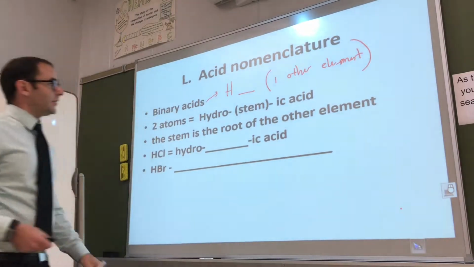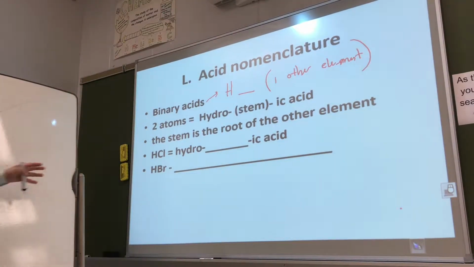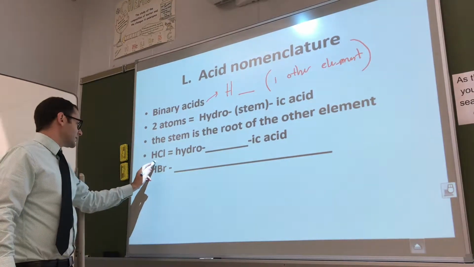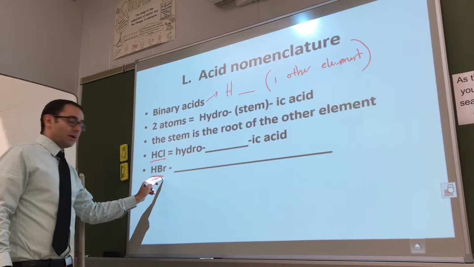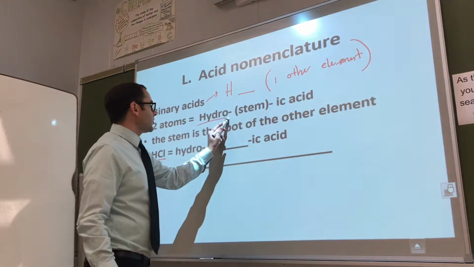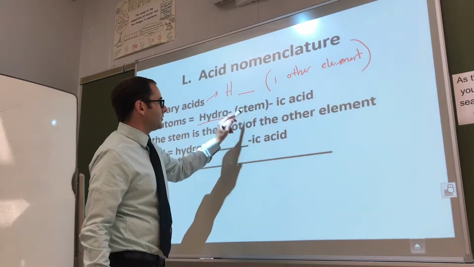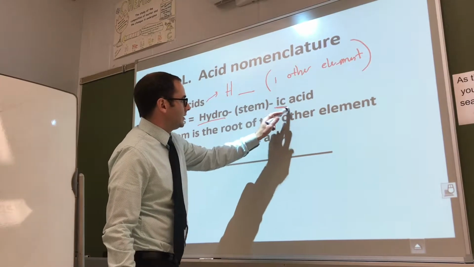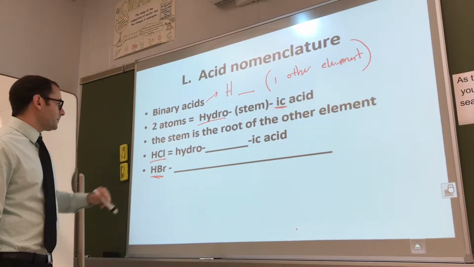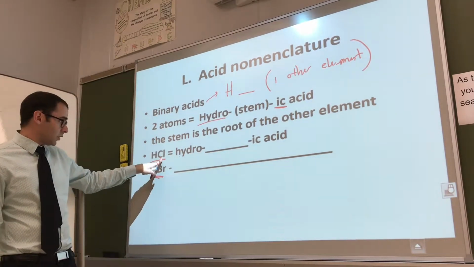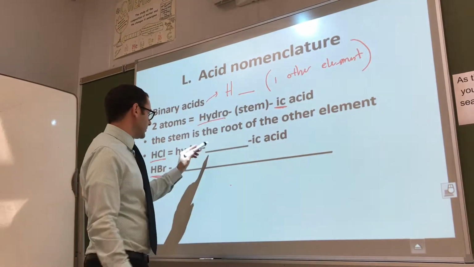All right, one other element. So 2 atoms. Whenever you have something like that, which there's an example right here, HCl, HBr, okay? You use the same format for naming them, okay? It's always hydro and then the stem of whatever the element is that you're using, and then ic at the end of it, all right? So for example, this would be hydrochloric acid.